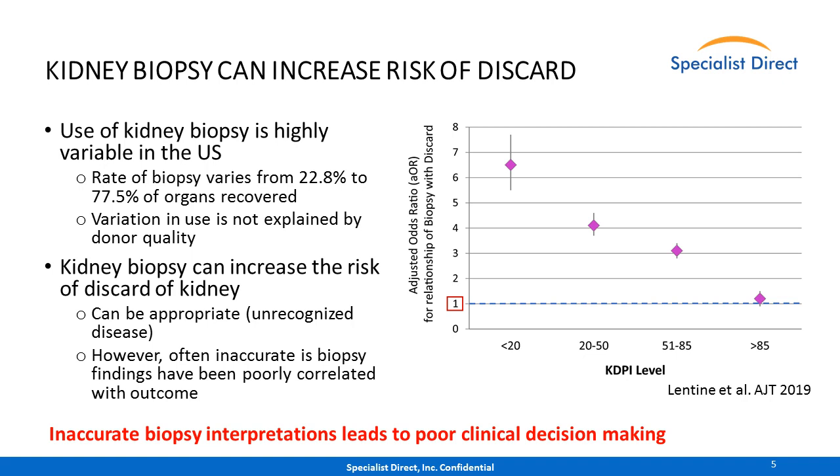One of the reasons we did that is that we see the rate of biopsy varying across the country from about 20% of allografts to 75% of allografts. And when you look at them, the underlying characteristics of the donors are not significantly different, suggesting that people are using the biopsies in very different ways. And we know, on the slide on the left, that if you biopsy a kidney with a KDPI less than 20, there's about a 6 times greater likelihood that it's going to be discarded compared to a kidney that wasn't biopsied. Some of that is certainly appropriate because there's unrecognized disease. However, I think a lot of the time we end up getting information from the biopsies that is incorrect, that leads to delay in placement of those organs and leads to potential discard of the organs.